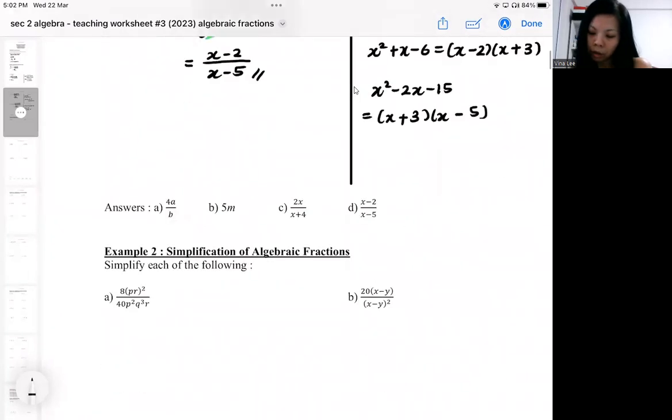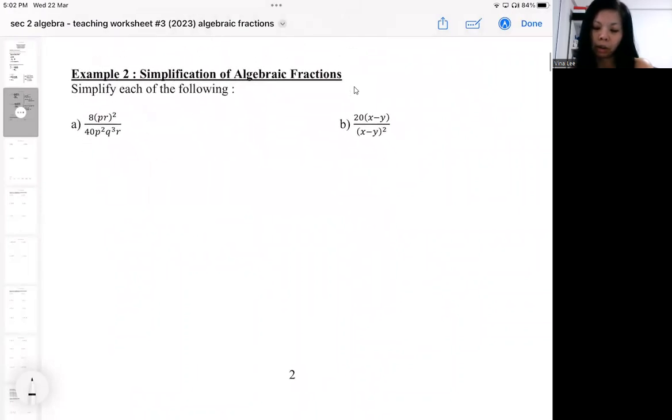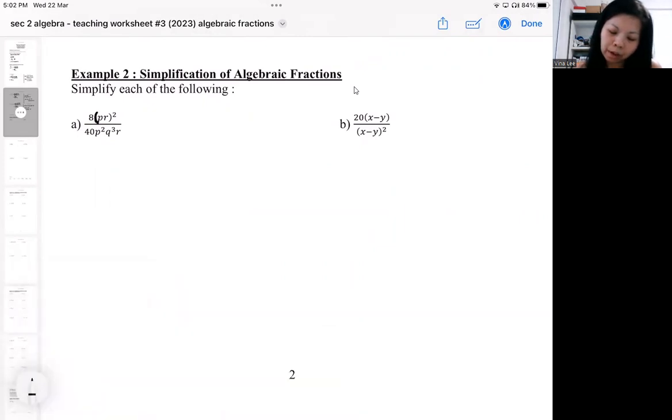Okay, in example 2, we're going to be doing the same idea, except that some questions look a little bit more complex, or the factorization is actually more difficult. So I'll bring it to your attention. When you got a bracket with a square, be careful. That means the whole bracket is repeated.